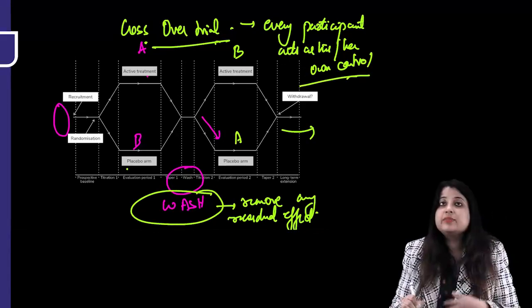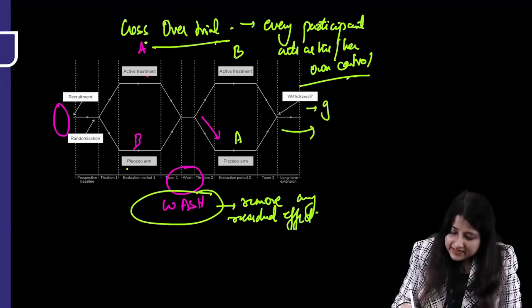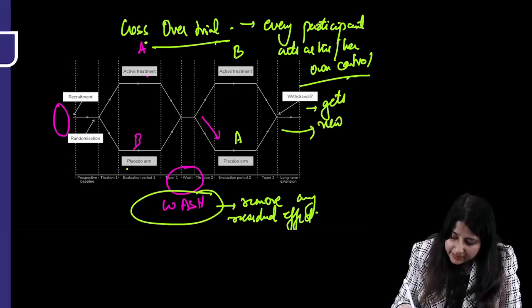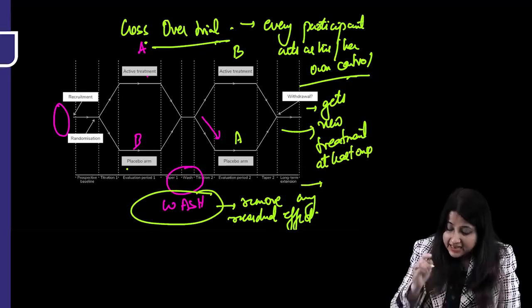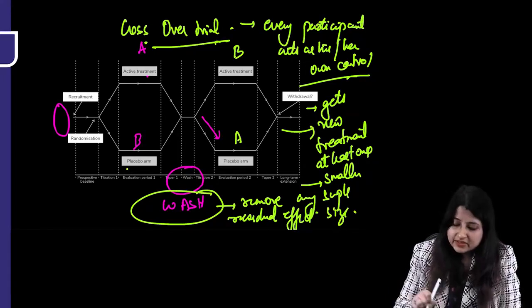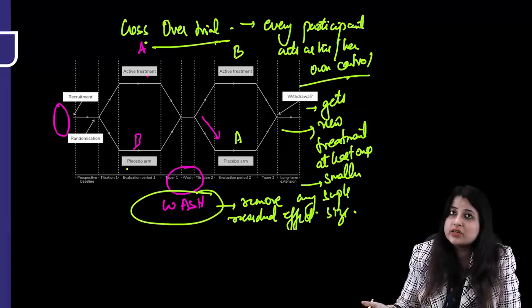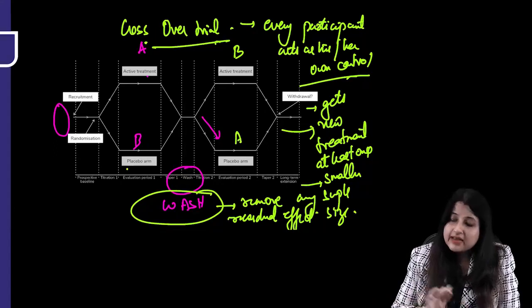Every participant is acting as his or her own control, and every participant gets the new treatment at least once. And one more thing, we can have a smaller sample size in this. Otherwise, in an RCT, we need a bigger sample size. But here, because every participant is acting as their own control, we can start with a smaller sample size. Plus, it is more ethical.